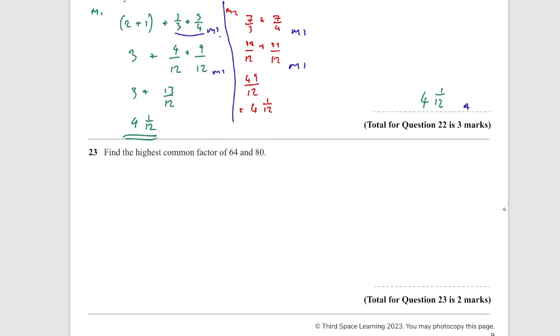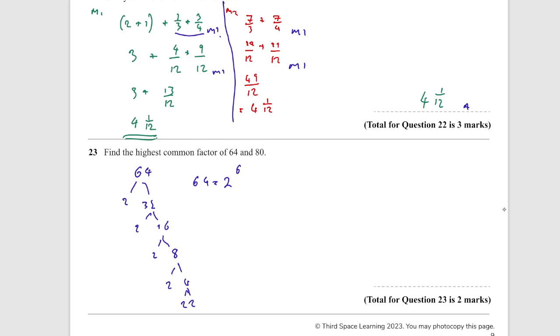But if we look at a method for proving it, if I broke 64 down into its prime factors, 2 and 32, which is 2 and 16, which is 2 and 8, which is 2 and 4, which is 2 and 2. So we're looking at 1, 2, 3, 4, 5, 6. So 2 to the power 6. So 64 is equal to 2 to the power 6.